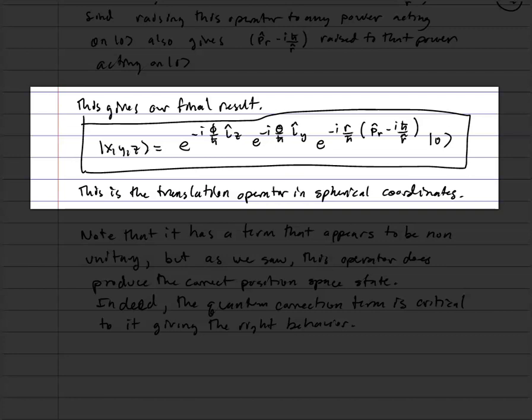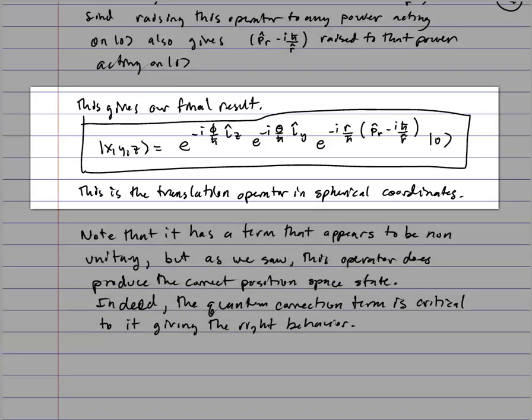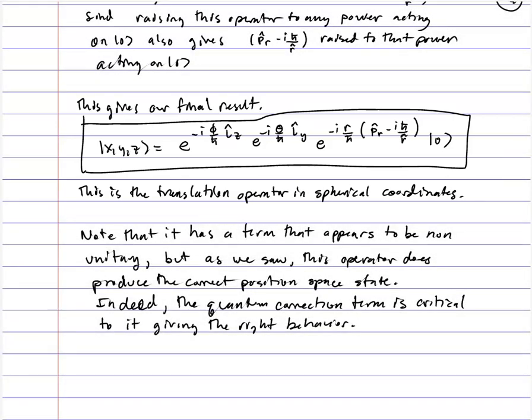Okay, so then what we get is our final form: the state x, y, z in position space is e to the minus i phi over h bar Lz, e to the minus i theta over h bar Ly, e to the minus i r over h bar times Pr minus i h bar over r hat, the whole thing acting on the state at the origin. And this is the way we write the translation operator in spherical coordinates when it acts on the state at the origin.